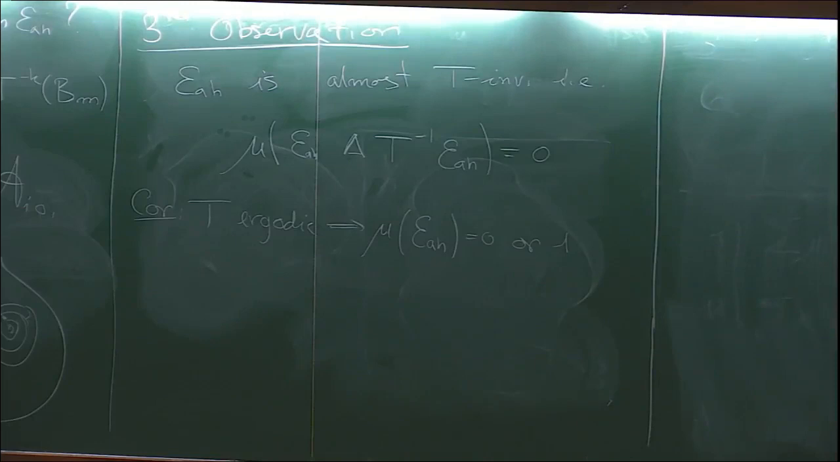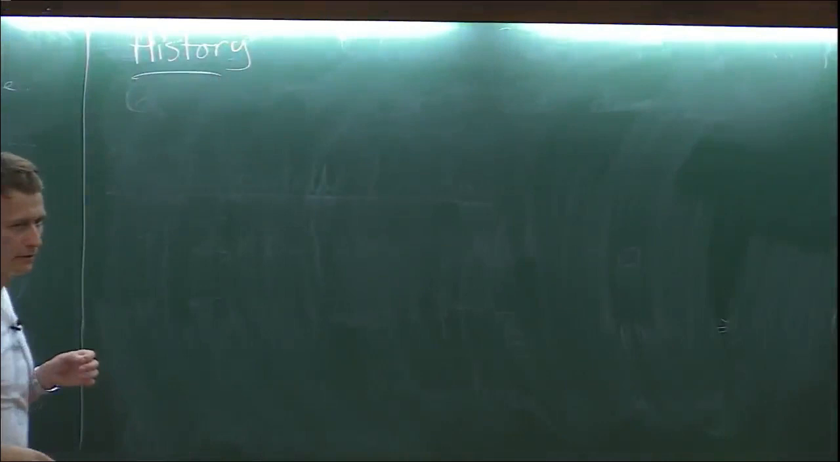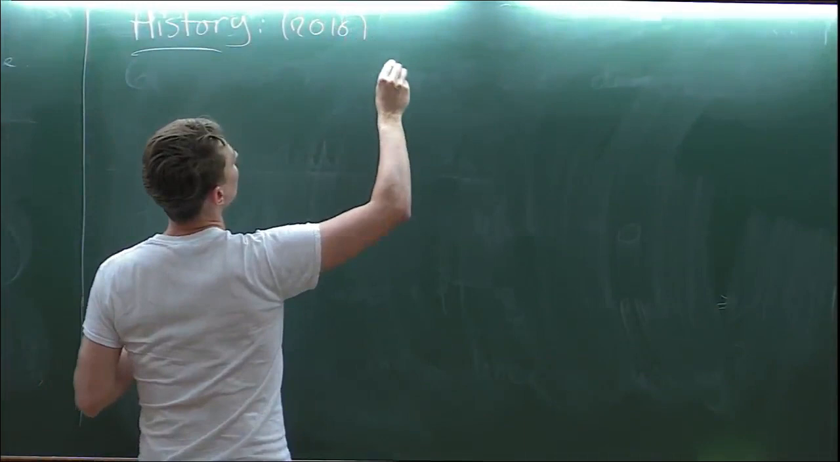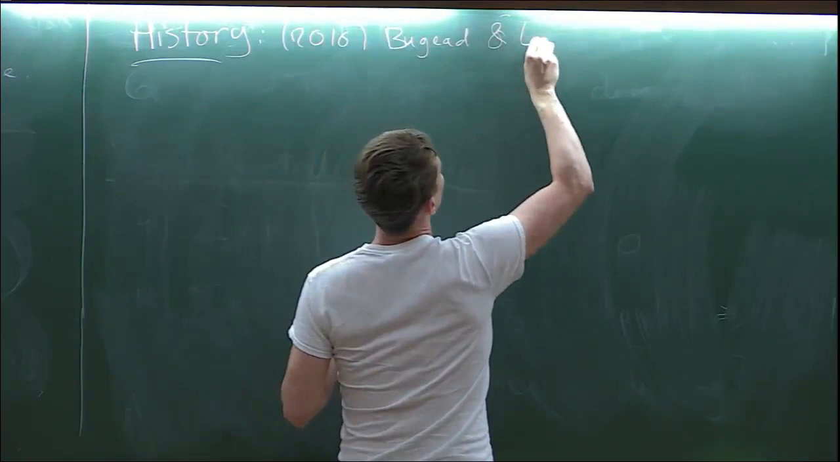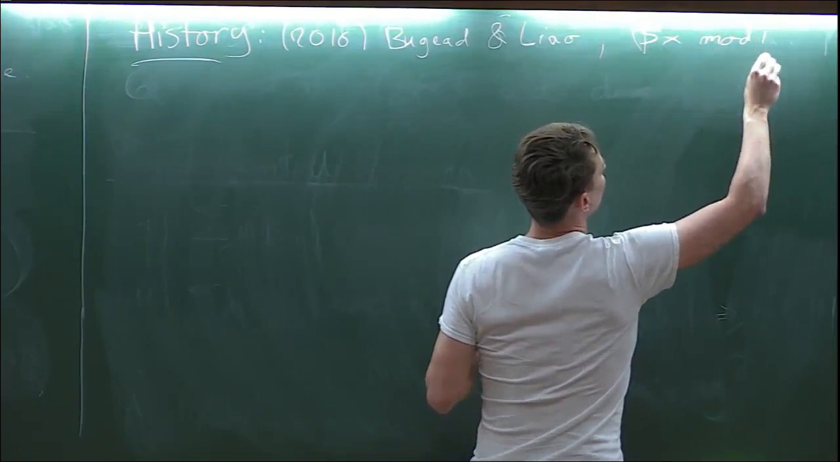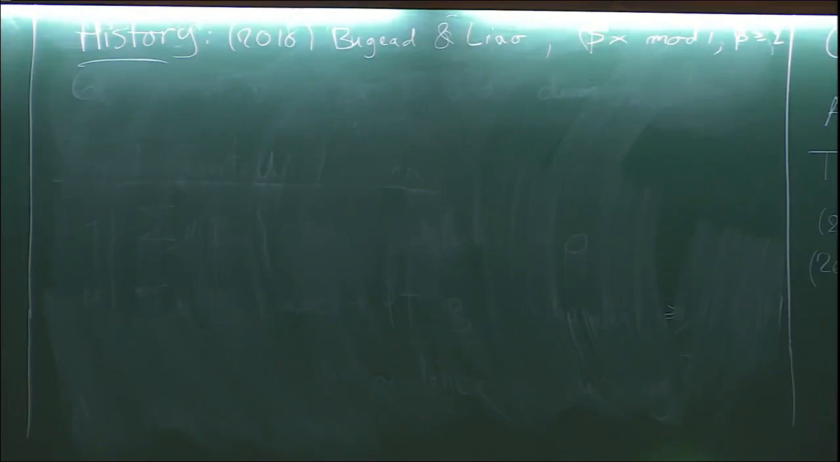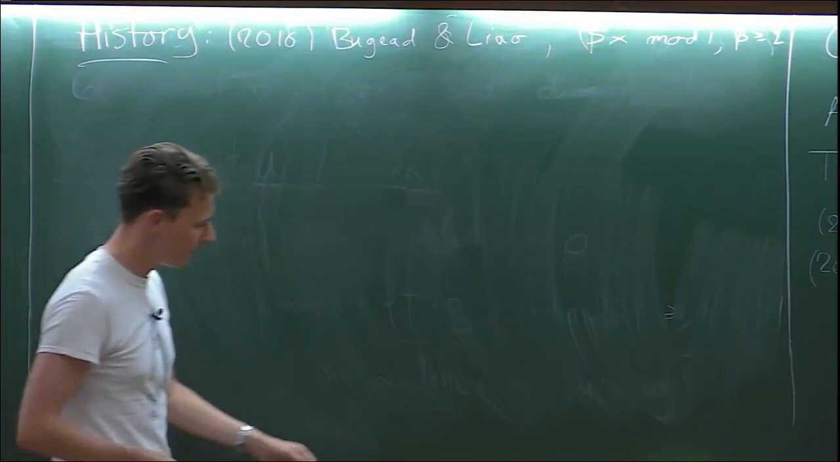So it has a history, but it's a very short history. The first appearance that I'm aware of in the literature was a paper in 2016 by Bugeaud and Liao. And they were studying beta transformations, so maps of the type x goes to beta times x mod 1, where beta is greater than or equal to 2. But they didn't call it eventually always hitting, and they weren't really thinking of shrinking target problems. They were interested in Diophantine approximation properties of these beta transformations.